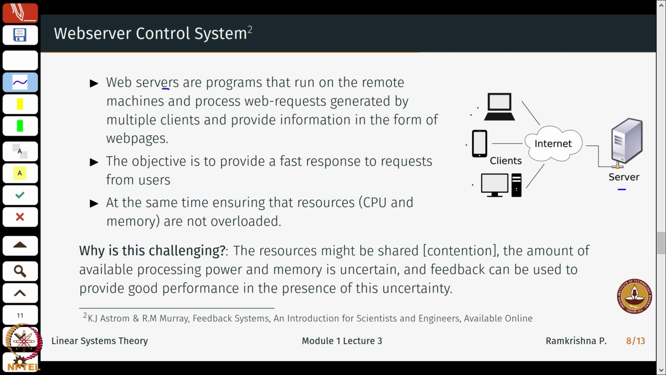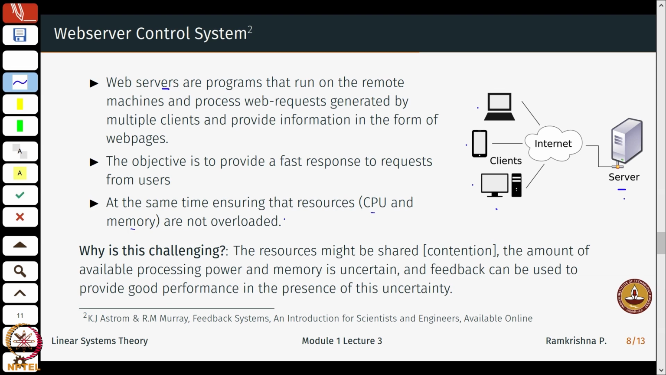As a client, my objective is that as soon as I hit the enter button, I see all the information instantaneously. From the service provider point of view, I should be able to serve the requests at a faster rate, but at the same time ensure that my resources, if I am talking in terms of a server, my CPU and memory, are not overloaded. So the objective here is to provide a service without the server being overloaded.